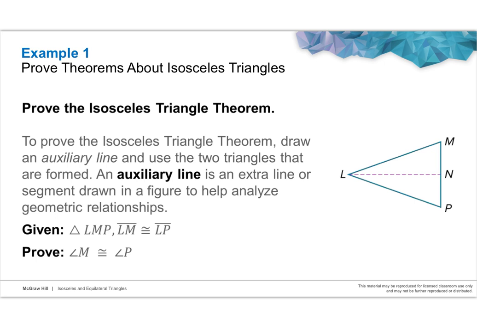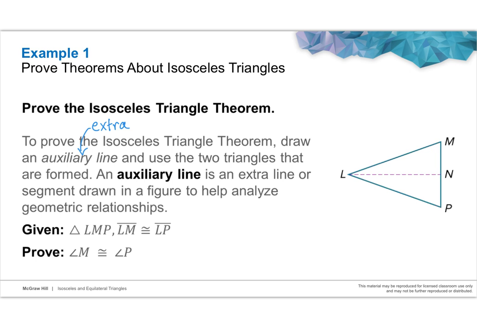So to prove the isosceles triangle theorem, in this triangle LMP, we're going to draw an auxiliary line and use the two triangles that are formed from drawing that line. An auxiliary line is the dotted line we see here, which is just a fancy word for an extra line that we add into the diagram in a certain manner. And we are going to, in this case, connect that point L to N, and we're going to assume that LM is congruent to LP at the start.